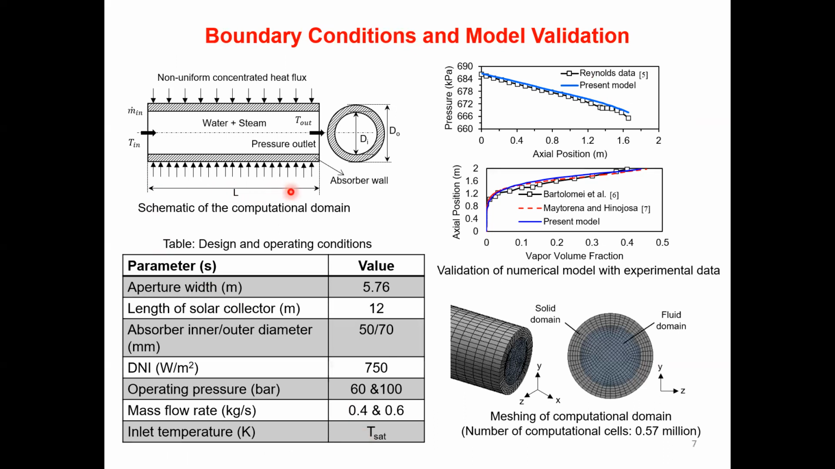A 12-meter length of absorber tube is considered as computational domain. The inner and outer diameters are 50 mm and 70 mm. The DNI is 750 watt per meter square, operating pressure 60 bar and 100 bar, mass flow rate 0.4 kg per second and 0.6 kg per second. The liquid water at the inlet of the absorber tube is considered as saturated.